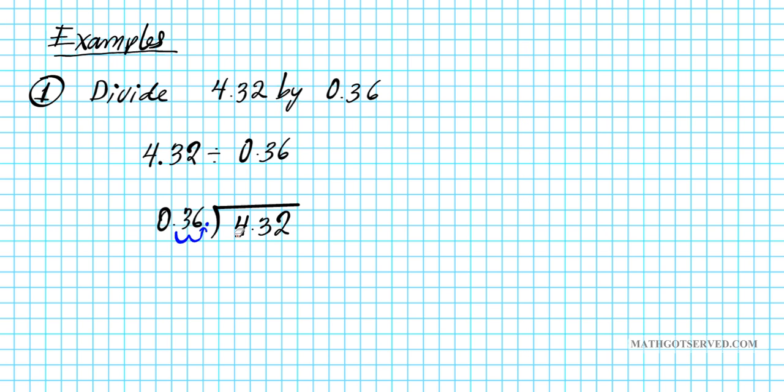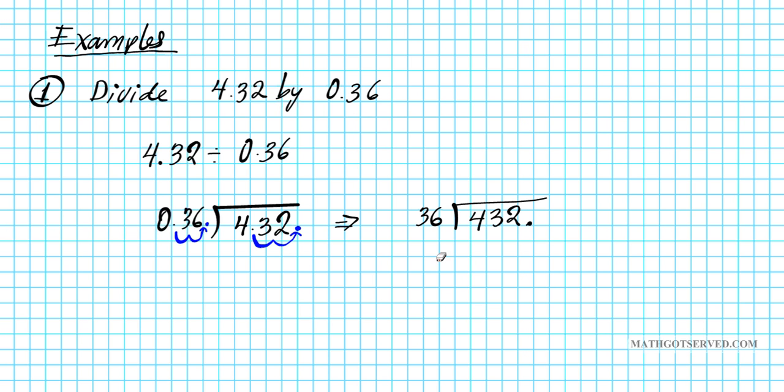So what do we do with the dividend? We adjust it the same number of places, okay? So we're going to go 1, 2. There goes the position of the decimal point of your dividend. So this expression now becomes 36 divided into 432, and the decimal point is right here.